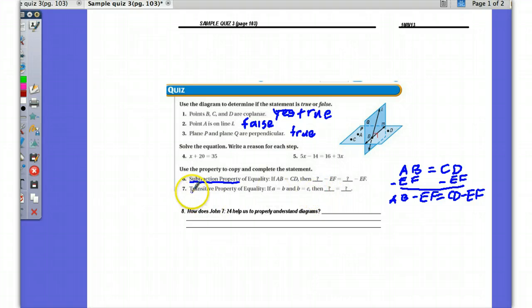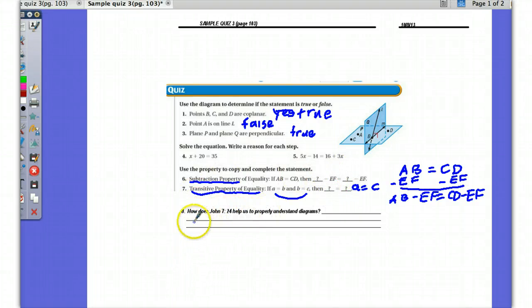How about the transitive property? Transitive property, maybe you can remember this. Transitive means you're going to have three elements involved. So it says if A equals B and B equals C, then we can cross over and say A equals C. So that's what this should be. A equals C. We're going to be using that quite a lot, as I told you before.